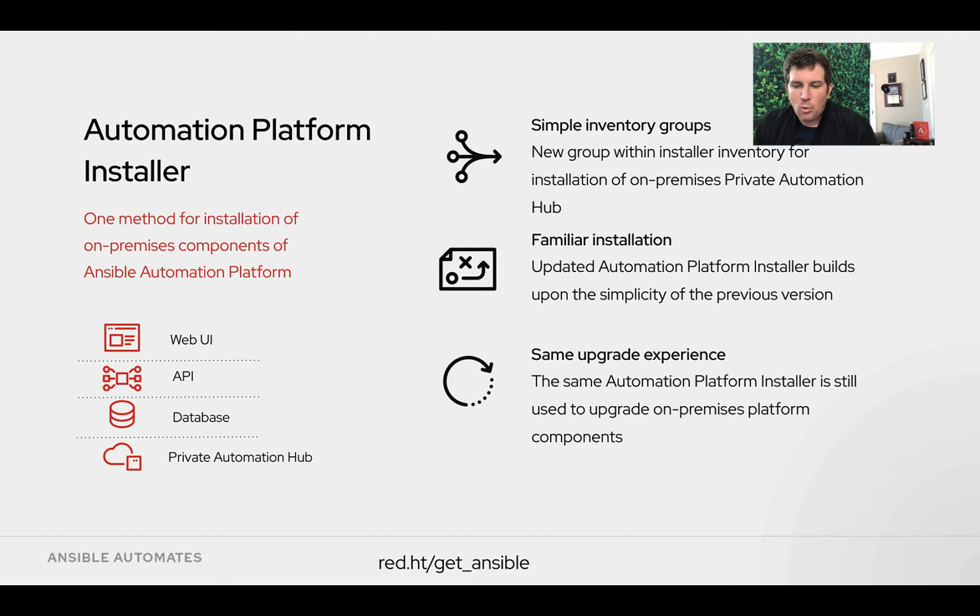Now, where Tower or the platform cluster is installed needs to be a separate host from where Private Automation Hub is installed, but it's the same familiar experience that you're used to, where you fill out a playbook, and then that playbook inventory INI file will just install Private Automation Hub to where you specified it. So it's very familiar to anyone that's installed Ansible Tower in the past. Now you can install the platform cluster and Private Automation Hub the same exact way.